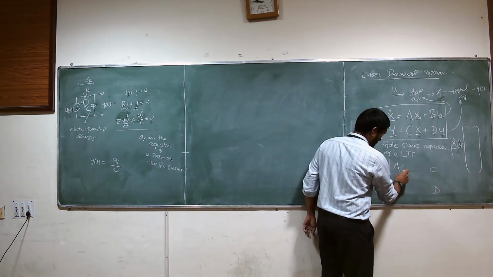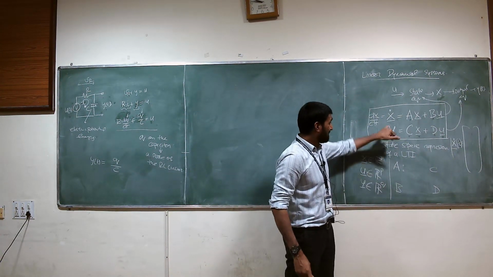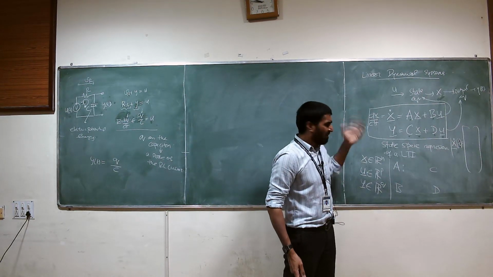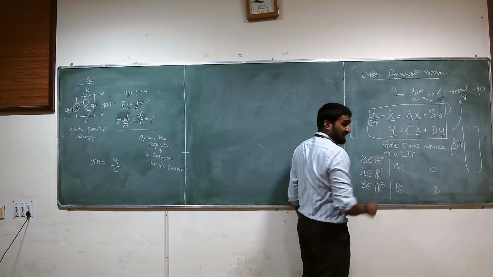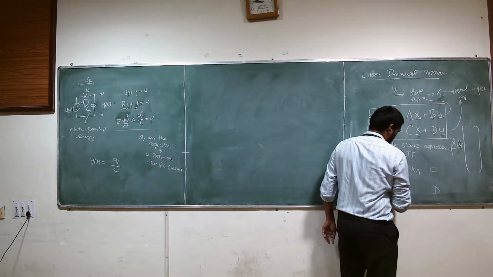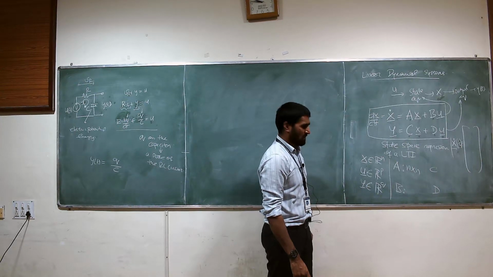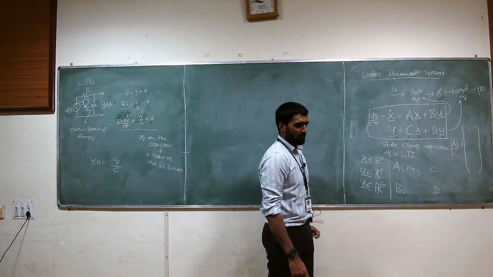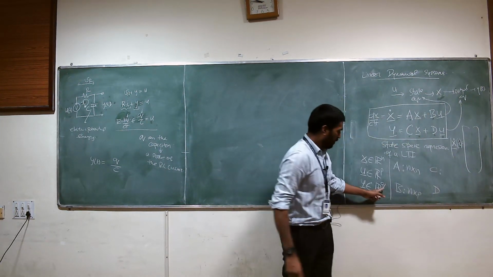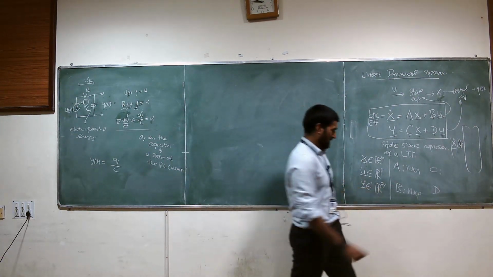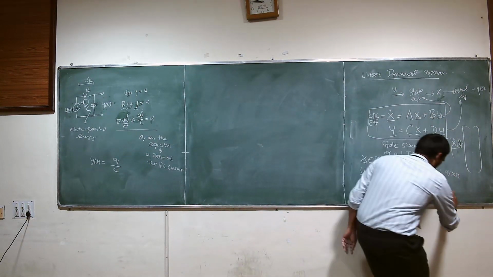What will be the size of A? Well, if X is from Rn, where will X dot be from? Well, Rn, because it's still got n elements. So X dot is from Rn. So what is the size of A? N cross n. What about B? Are you sure? Yeah, n cross p. What about C? There are q outputs. And D? Yeah, that's all.